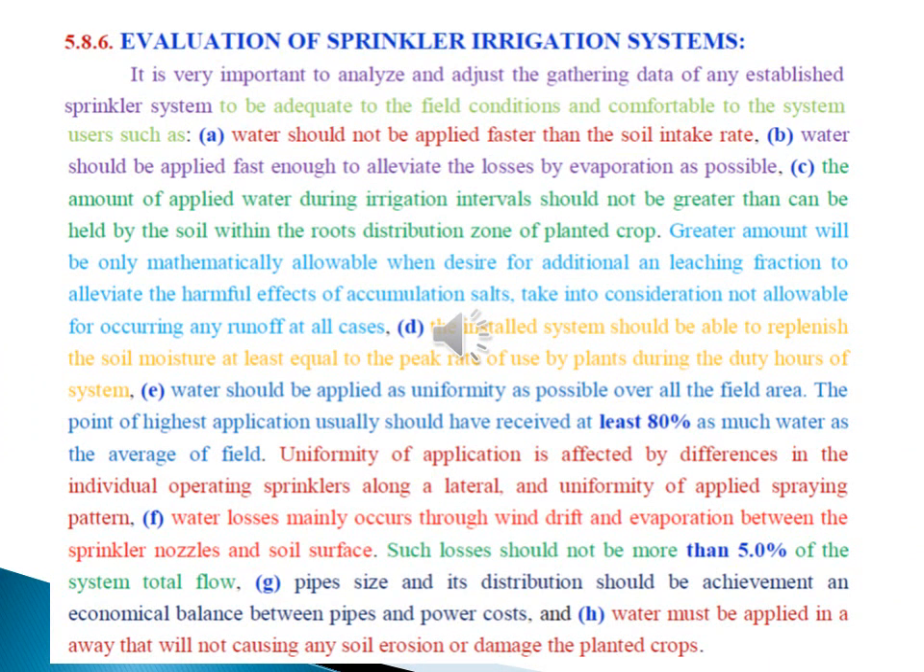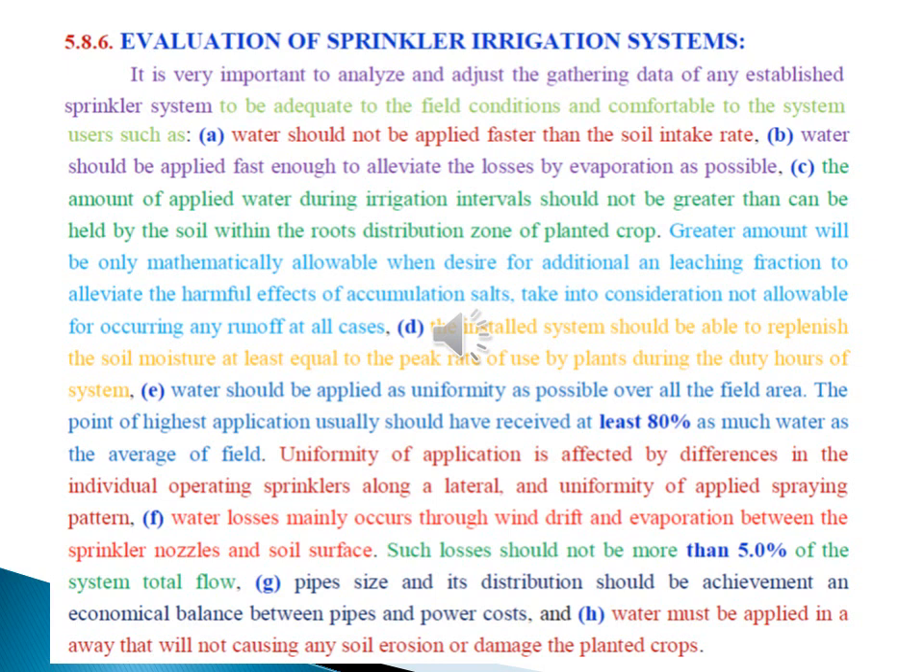Indeed, it is very important to analyze and adjust the gathered data of any established sprinkler system to be adequate to the field conditions and comfortable to the system users. Water should be applied no faster than the soil absorbs it. Water should be applied fast enough to reduce losses by evaporation as much as possible. The amount of applied water during irrigation intervals should not be greater than can be held by the soil within the root zone of the planted crops.